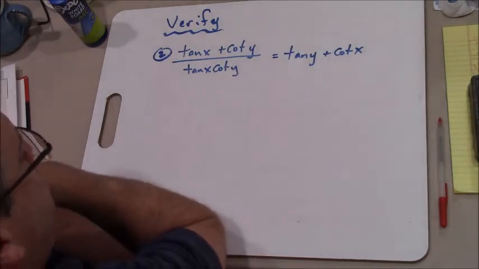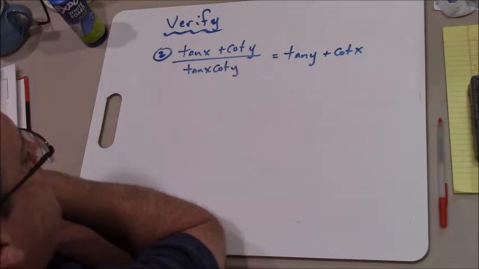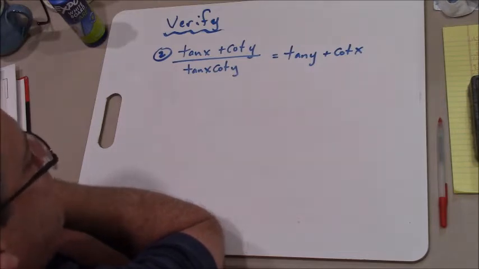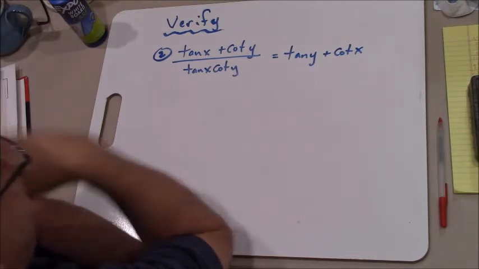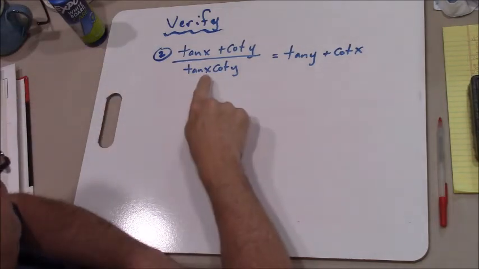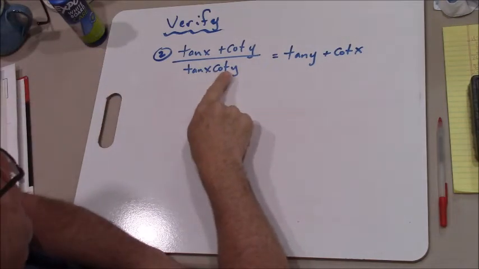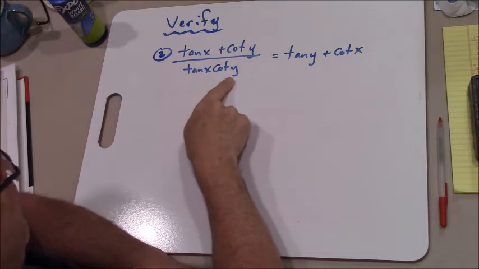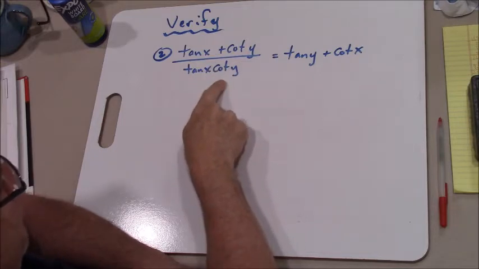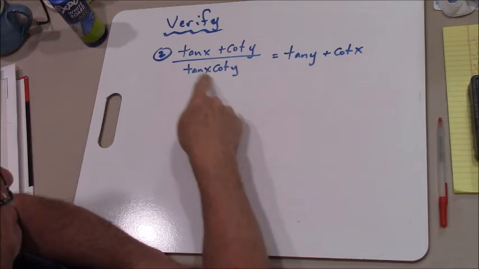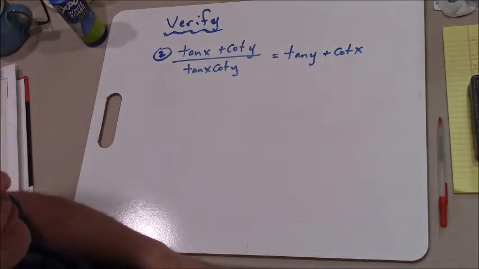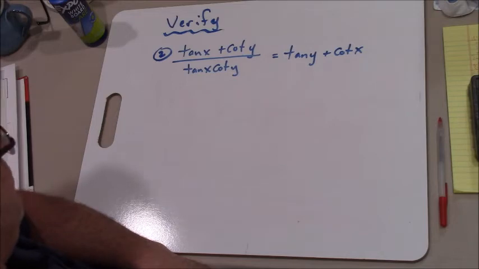All right, so here's another one to try. And right away I'm noticing something that hasn't happened before. I don't have the same angles here. Here I've got x, here I've got y. So if I want to change this to 1 over a tangent y, I can't cancel those because the angles aren't the same. To be able to cancel things, everything has to be identical.